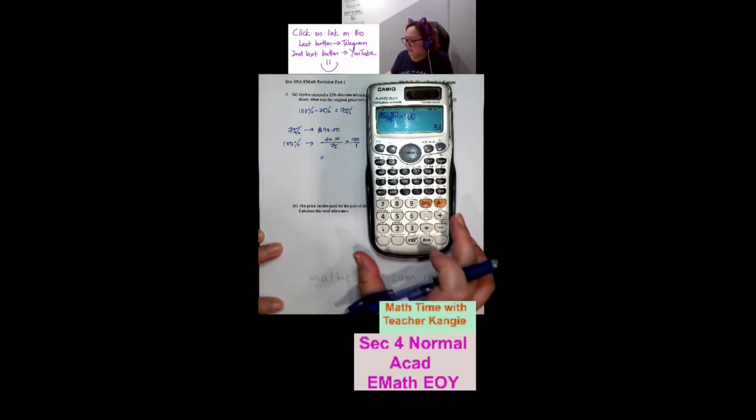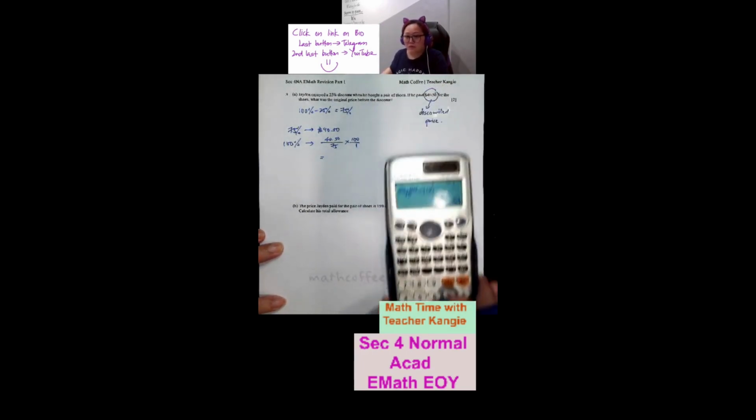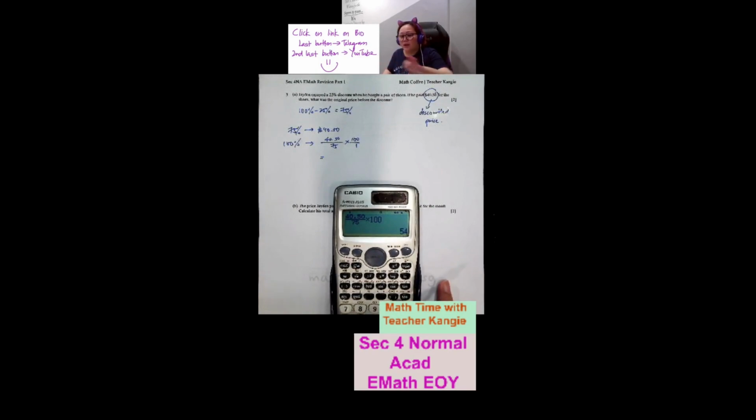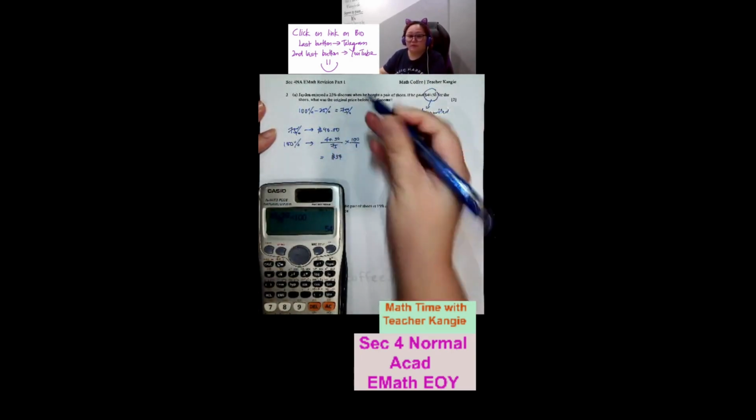If you all find it easy, this is a Normal Acad EOY. It includes all Sec 1 to Sec 4 topics. This percentage question is learned in Sec 1. Okay, not doing Normal Tech this year, doing Normal Acad for now. Okay, so now we see that the original price is $54.